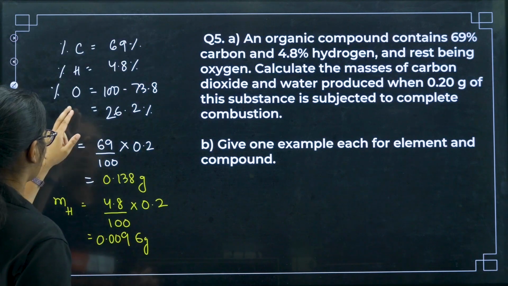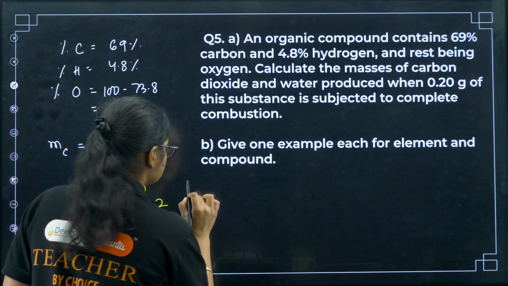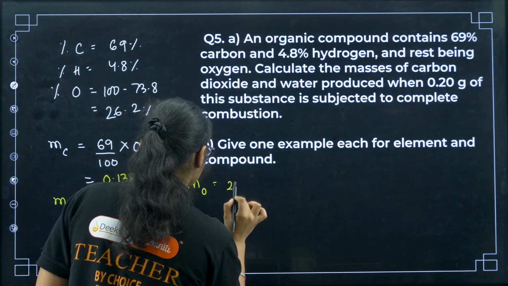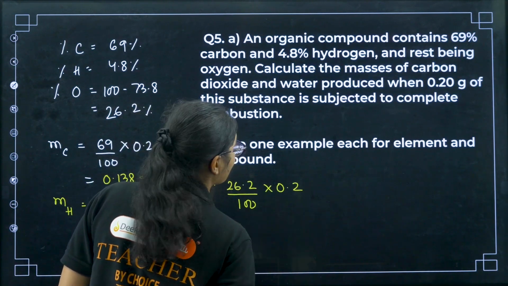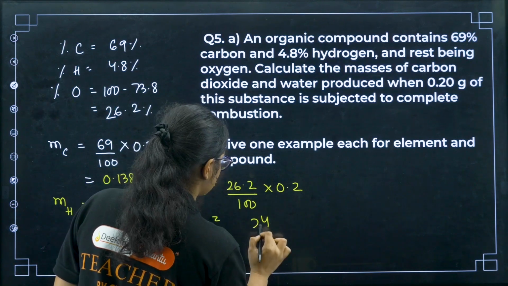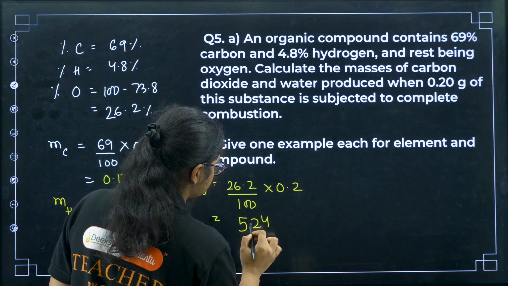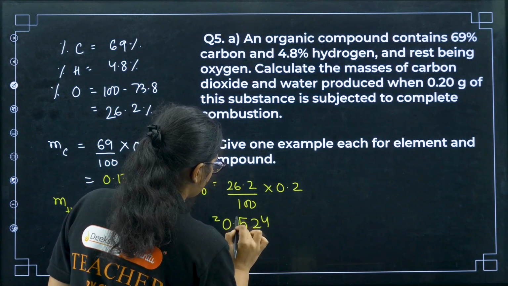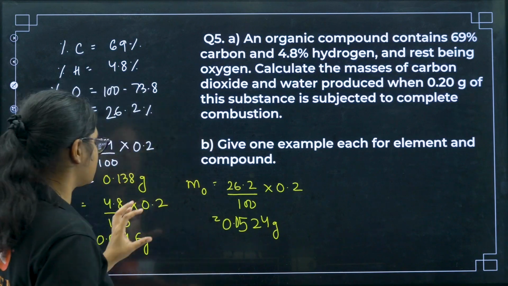Next we have oxygen, which is 26.2%, right? So what is the mass of oxygen? 26.2% of 0.2 grams. How much will I get? 2 2s are 4, 2 6s are 12, 2 2s are 4 plus 1 is 5. So I have decimals and then I'll put 0.0524 grams. So these are the masses of the compound I got.